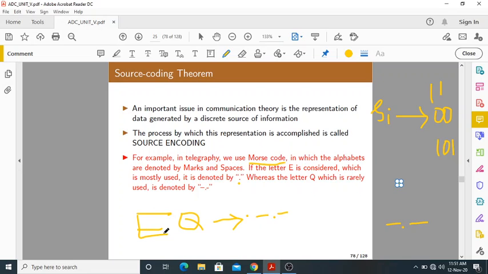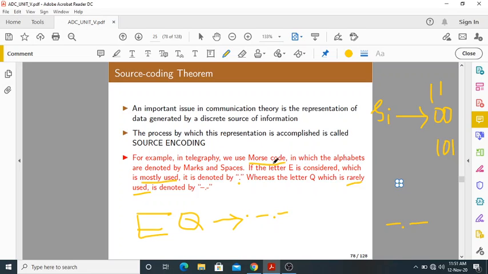Now, why am I taking E and Q? There is a simple thing: generally, in any English sentence, E occurs more frequently among all alphabets. At the same time, Q occurs very rarely. It is very rarely used. E is mostly used. It is the most used English alphabet in any sentence, and Q is a very rarely used English alphabet in any sentence. That's why I have taken these two letters for the encoding purpose.